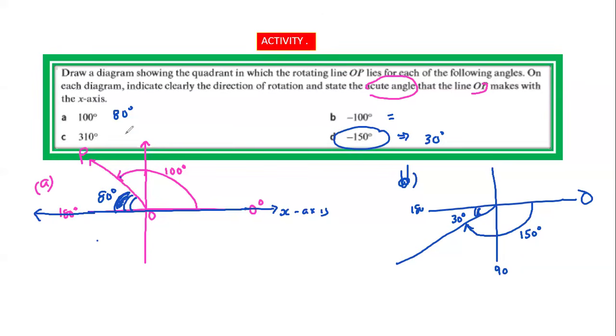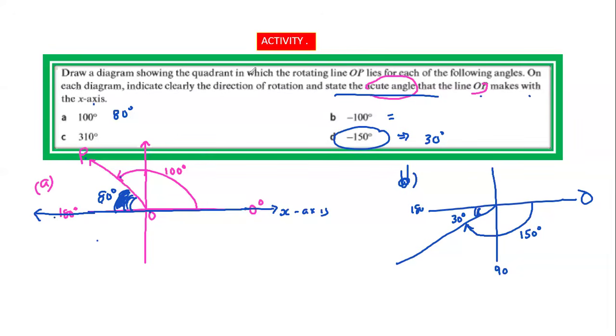Oh, now here we are only looking at the angle that is close to the x-axis without looking at the direction, because they told us to state the acute angle that the line OP makes with the x-axis. This is the line OP and this is the x-axis. So the angle that it is making here is just 80 degrees. So we don't consider the signs? No need for the signs. Okay, thank you.